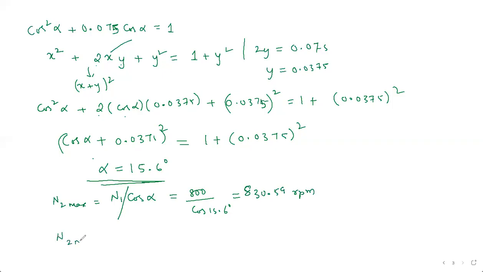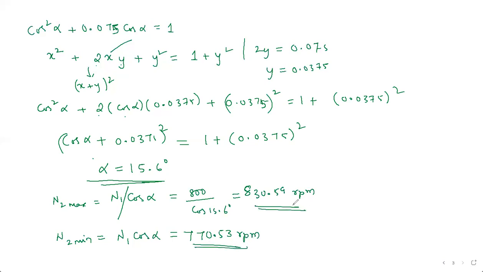So N2 minimum, we already have these formulas from the previous case. We have put it in the box. Just multiply it with cos alpha. So multiply by cos of 15.6, so it is equal to 770.53 RPM. So everything in terms of RPM we got. This is the minimum value, this is the maximum value.